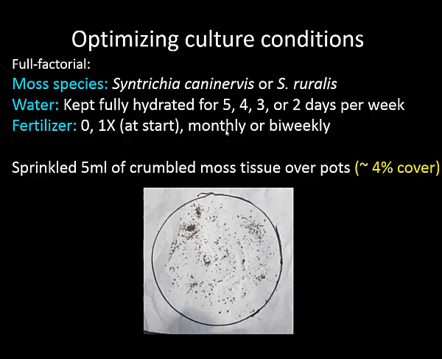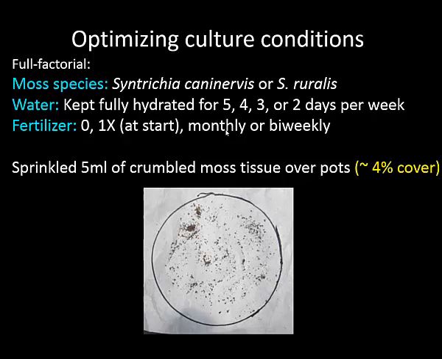We tried a bunch of different water regimes. So they were kept continually hydrated for 5, 4, 3, or 2 days. And then we tried some different fertilizer treatments. So we used a full nutrient suite, very dilute nutrient suite that was given not at all, 1 time at the start, monthly or biweekly. And this is what our inoculated pots look like at the beginning. So we used 5 milliliters of mosses. Basically what we did is we cleaned them up as best we could. We let them dry slowly, and then we grated them over a 2 mil sieve to get small fragments.